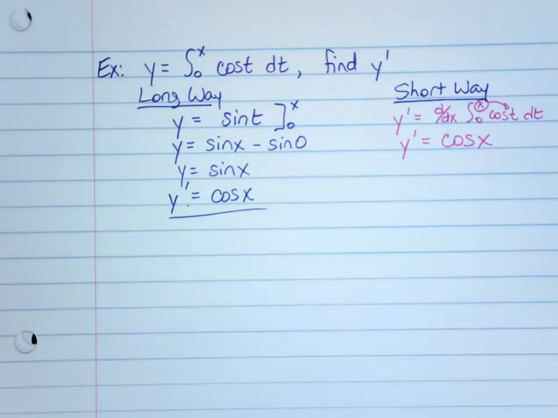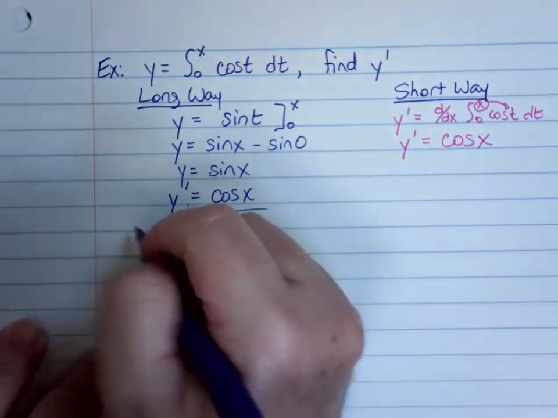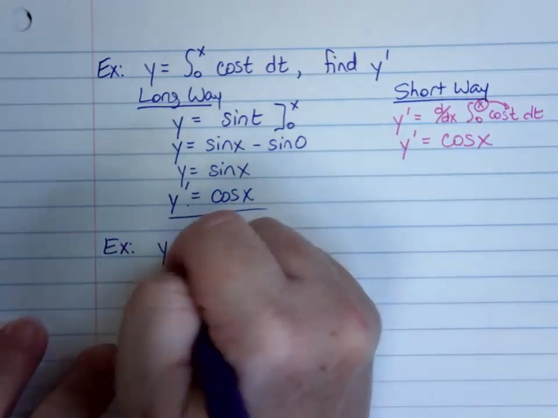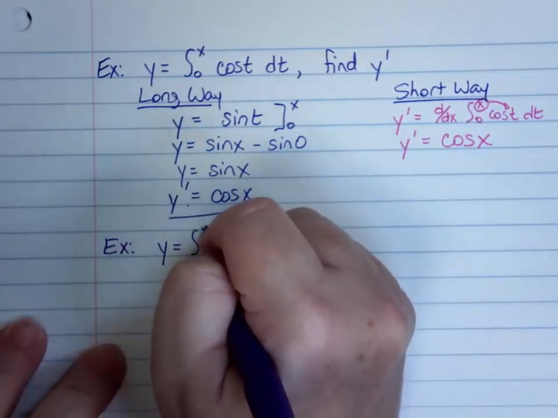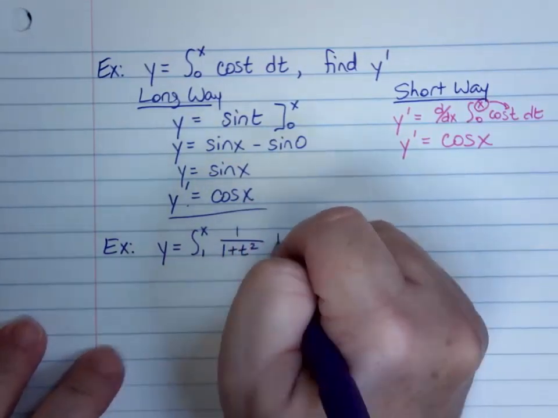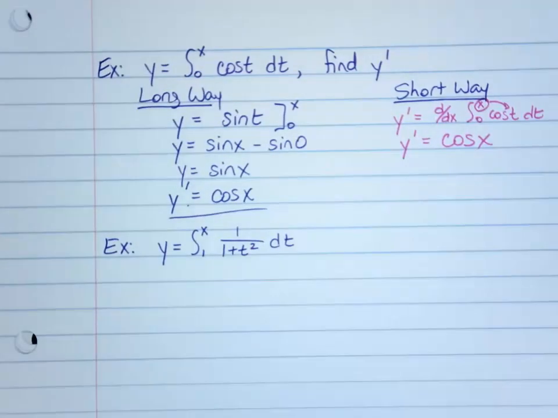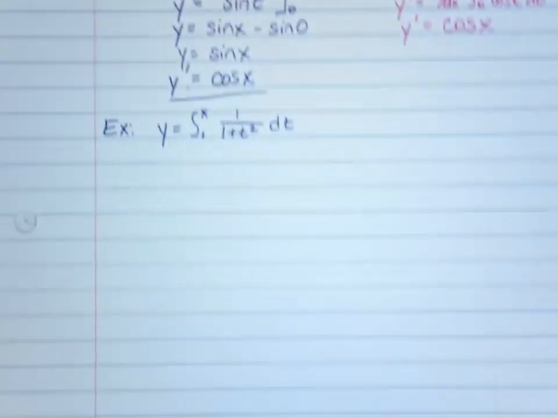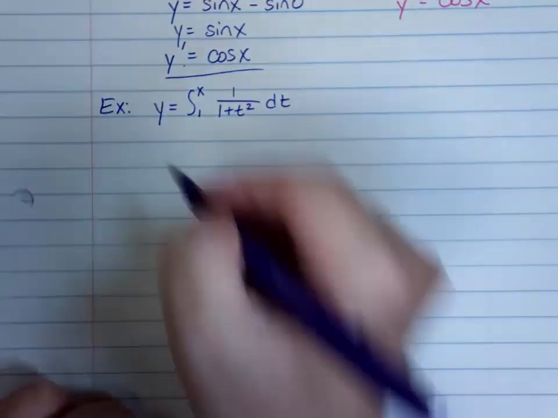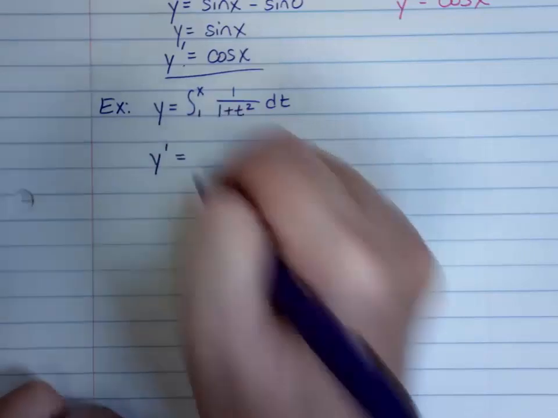Okay. Now, let's use the shortcut for the next couple of these. Y equals the integral from 1 to x of 1 over 1 plus t squared dt. I'm going to scoot it up. Y equals the integral from 1 to x of 1 over t dt. I want to know what the derivative of that is.